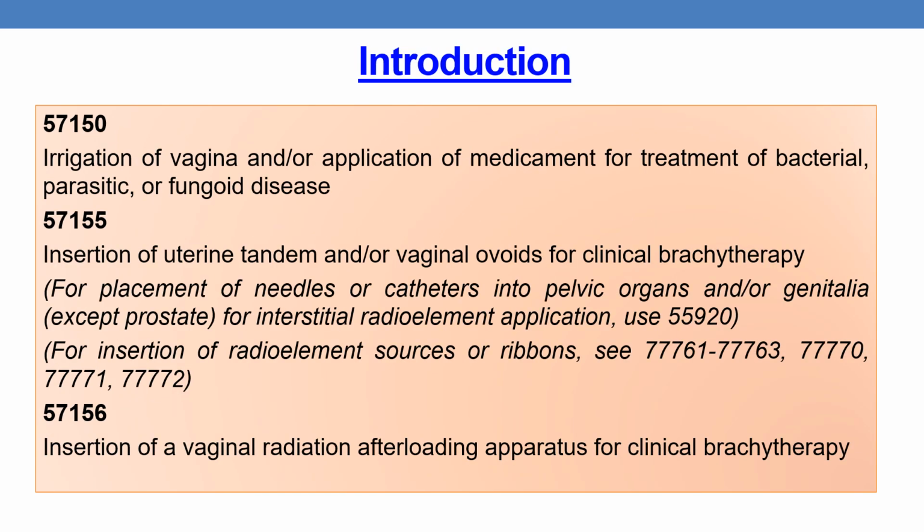Now coming to introduction CPTs. The first one is 57150. Irrigation of vagina and or application of medicament for the treatment of bacterial, parasitic and fungoid diseases. The next is 57155. Insertion of uterine tandem and or vaginal ovoids for clinical brachytherapy. The next is 57156. Insertion of a vaginal radiation afterloading apparatus for clinical brachytherapy.